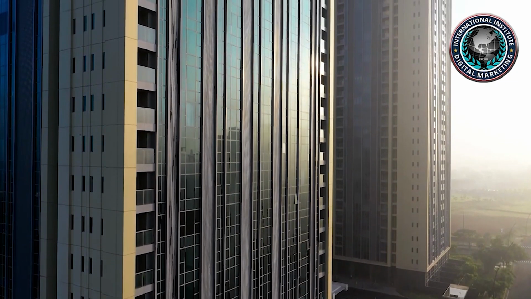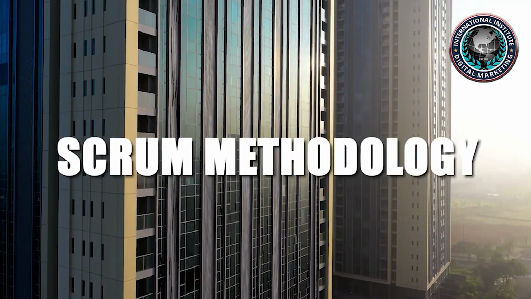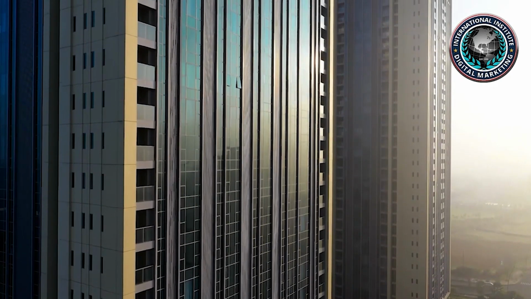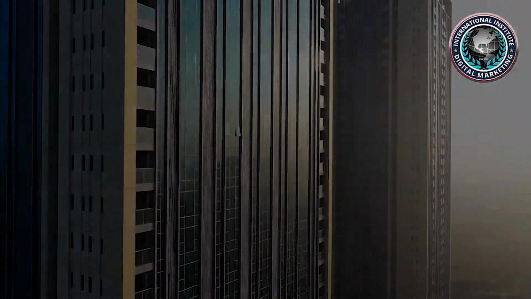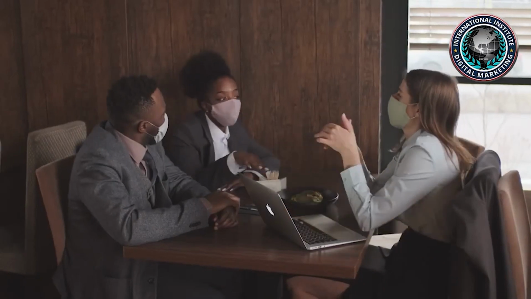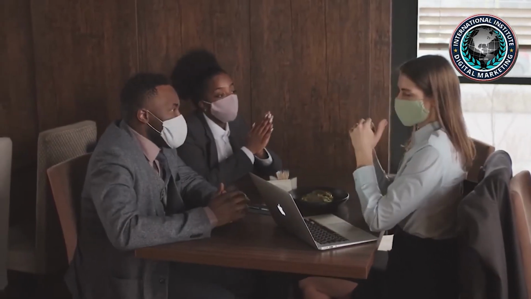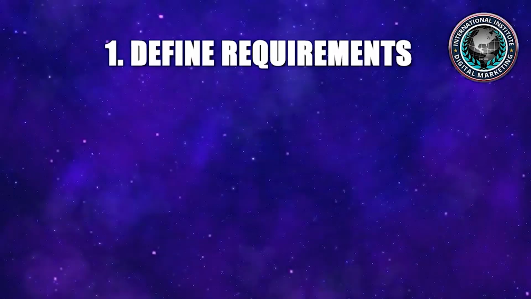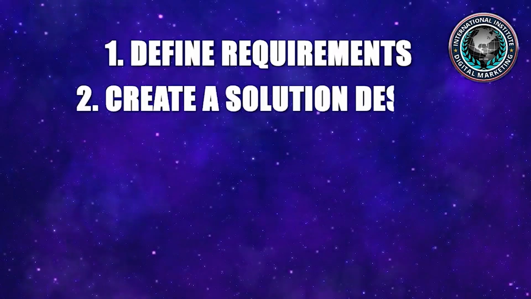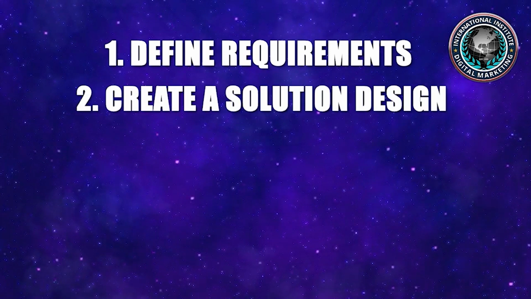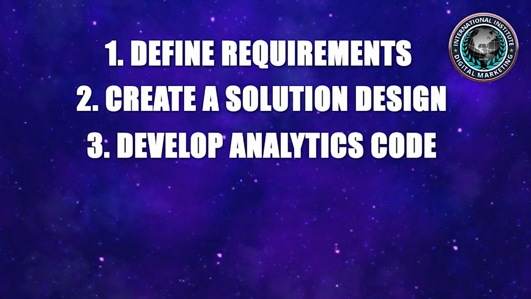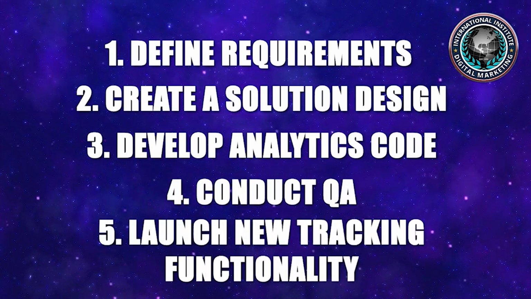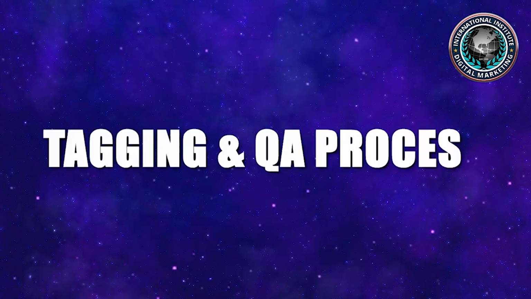This process is designed using a Scrum methodology, which can easily fit within most companies' development cycles. At the conceptual level, the analytics tagging and QA processes provide methods for business users to communicate their data needs, which are then used to 1. Define requirements, 2. Create a solution design, 3. Develop analytics code, 4. Conduct QA, and 5. Launch new tracking functionality. Tagging and QA process.